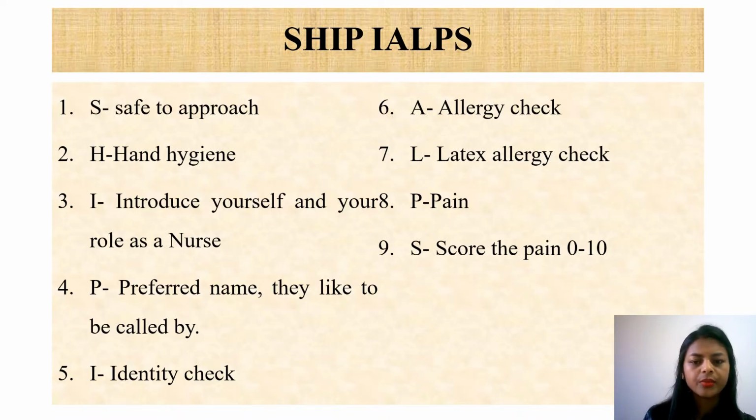APIE is a mnemonic which helps you to remember what you have to do in the beginning of a station. So this can be used in all the stations except the silent station.